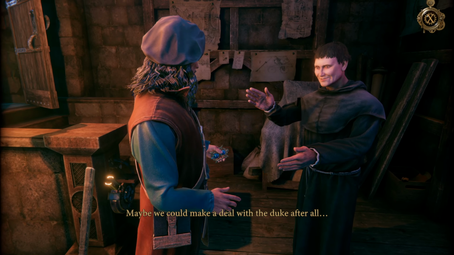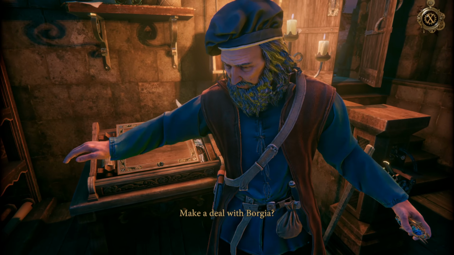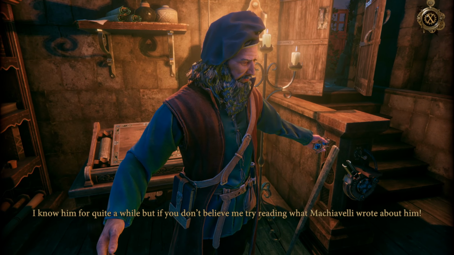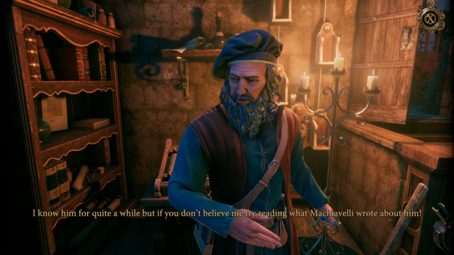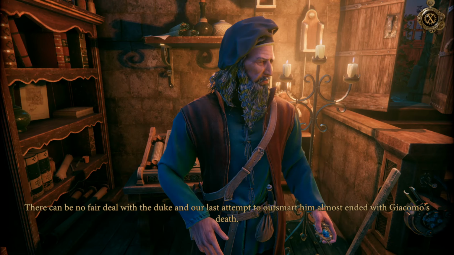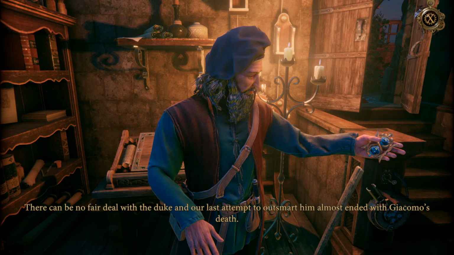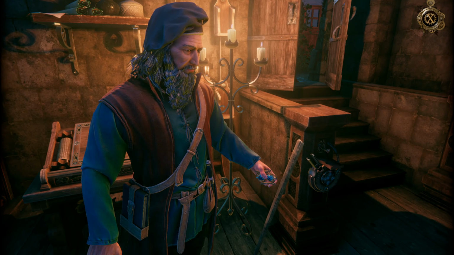Maybe we could make a deal with the Duke after all. Make a deal with Borgia? What are you thinking, friend? I know him for quite a while. But if you don't believe me, try reading what Machiavelli wrote about him. There can be no fair deal with the Duke. And our last attempt to outsmart him almost ended with Giacomo's death. Now you care.